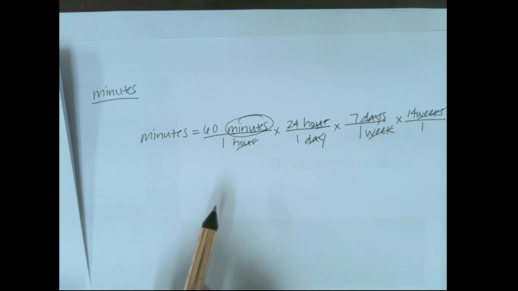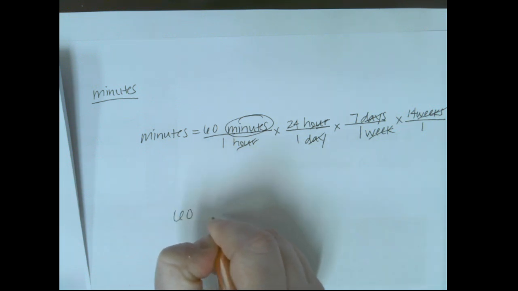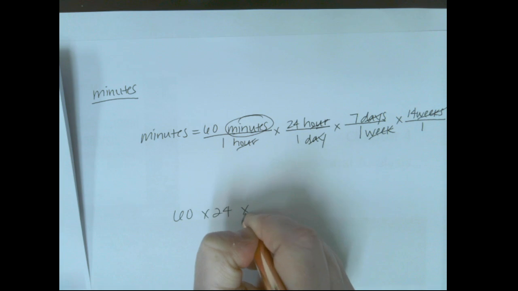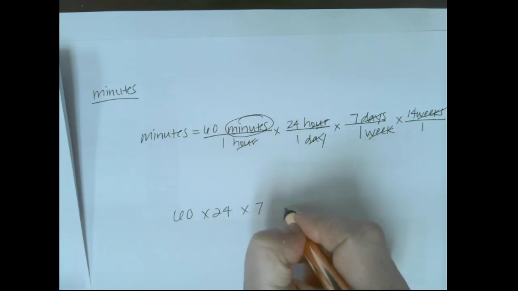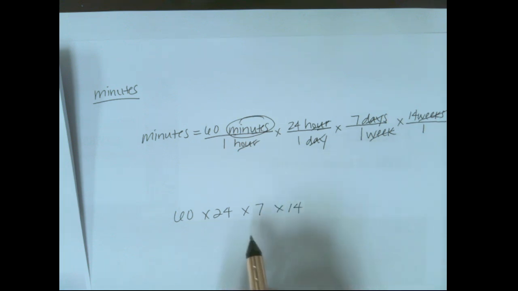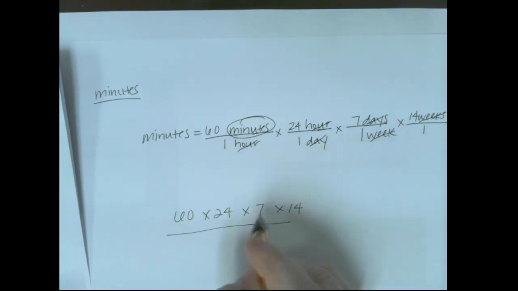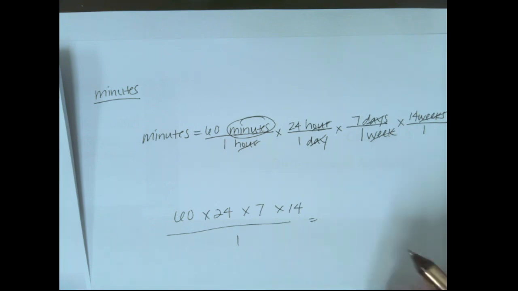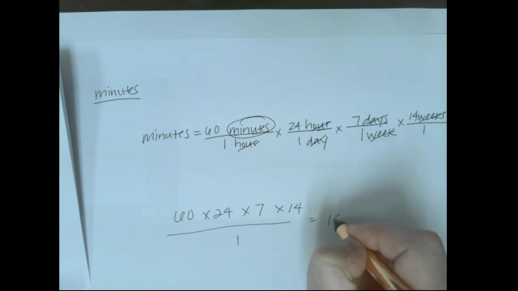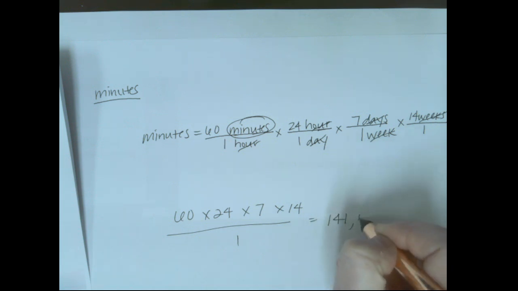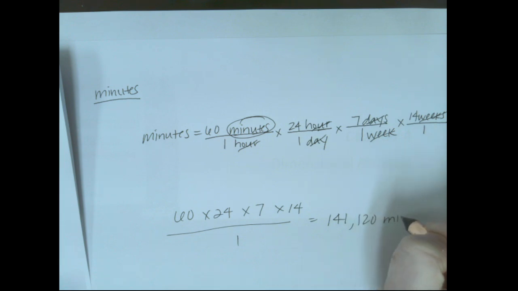So I'm going to calculate the math. 60 times 24 times 7 times 14 all over 1. So if I calculate that, I should end up with 141,120 minutes.